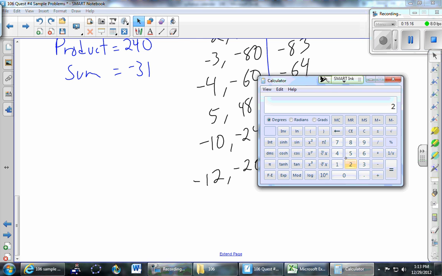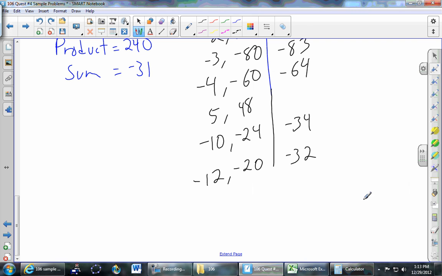Okay, so we were at 12, so we do 240 divided by 13. That's probably not going to go in. 240 divided by 14. Nothing there. 240 divided by 15. 16. 15 and 16. Negatives in front of both give us our desired negative 31.